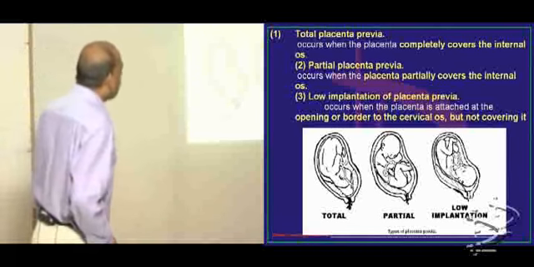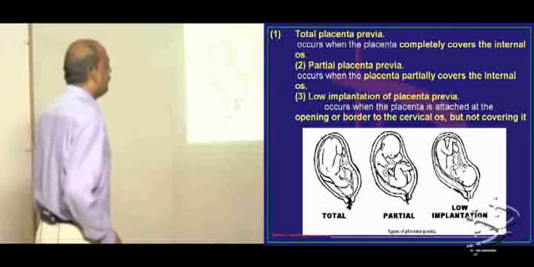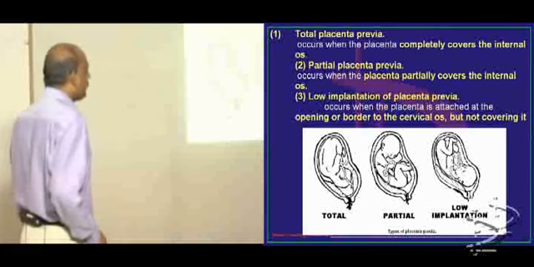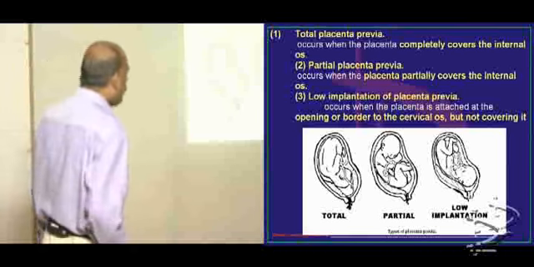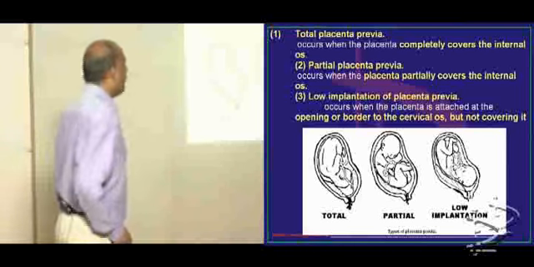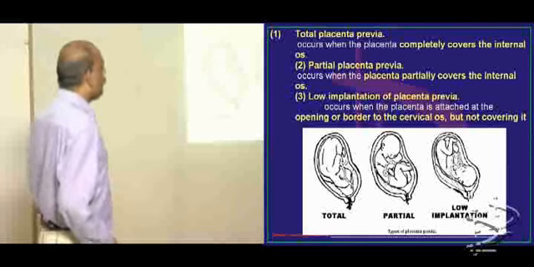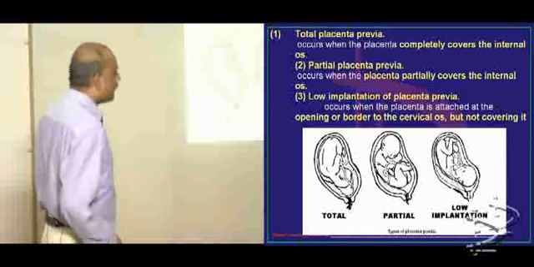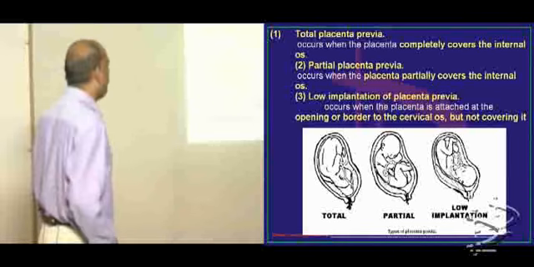And there is a partial placenta previa, when the placenta covers the internal os but not completely, only partially. And you have a low implantation of the placenta previa, which occurs whenever the placenta is attached to the opening or to the border of the cervical os but not covering it. Then it is called the low implantation of the placenta previa.